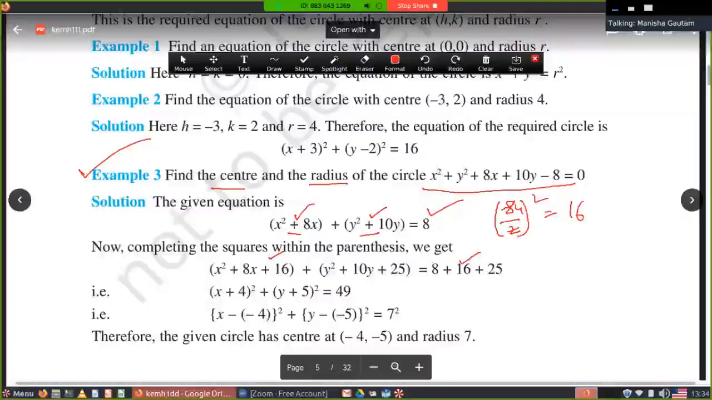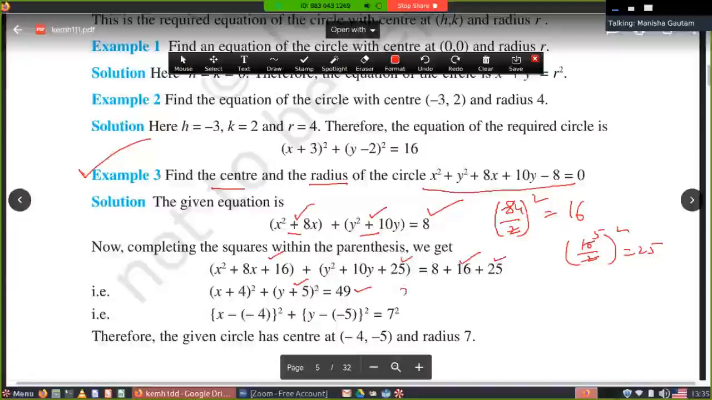In the y group, 10 is there. Take half of 10 and square it. That is 5 square, which equals 25. So add 25 to both sides. What are you getting? Both brackets become perfect squares and you get a new number on the right hand side, that is 49. It is (x + 4) whole square plus (y + 5) whole square is equal to 49.